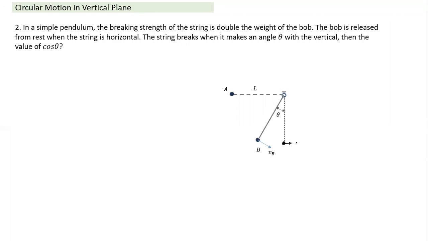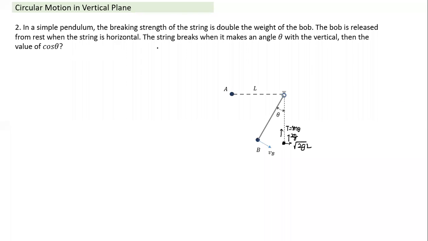See, it falls through a height of L, so velocity will be equal to root 2gL. And if velocity is root 2gL, centripetal acceleration is 2g here. If centripetal acceleration is 2g, tension is equal to 3mg. Tension will be equal to 3mg. So what we understand here is that when it comes to the bottom, the tension will become equal to 3mg.